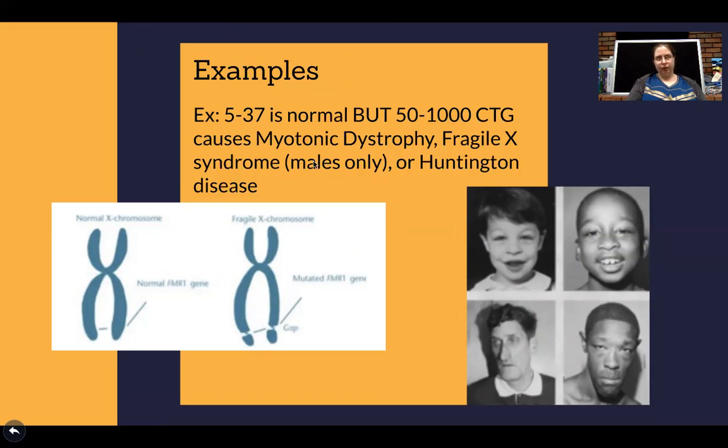So Fragile X syndrome, they've actually found that it only occurs in males. Myotonic dystrophy or even Huntington's disease is a result of these expanding triplets. So an example of one, normally there's about anywhere from 5 to 37 copies of CTG at a particular location in the X chromosome. That's normal. But what they found is when there's 50 to 1,000, you start seeing some of these different disorders, again, depending on the exact location of this expanding triplet.